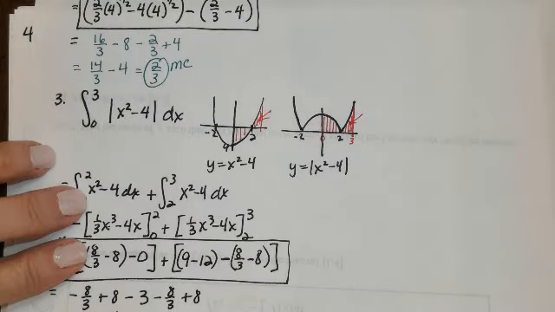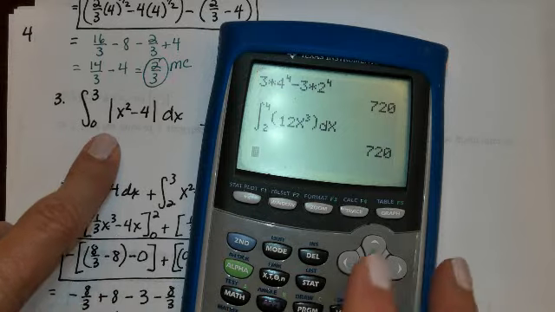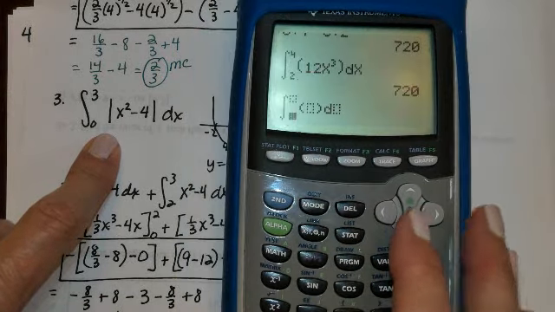Oh, by the way, you can always check your answers if you have a calculator, right? Here we want the definite integral, so math 9, okay, 0 to 3.